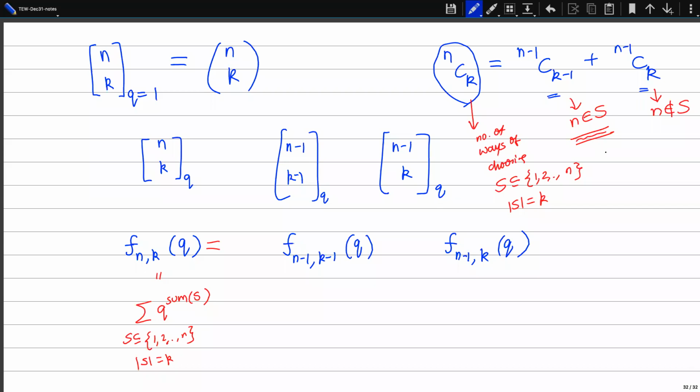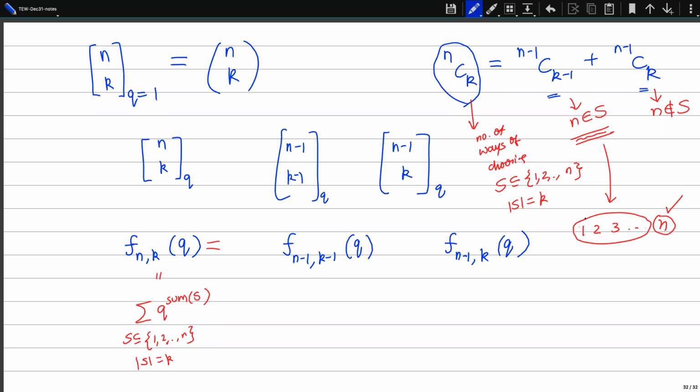So in this case, we said you take 1, 2, 3 till n. How do you choose k elements? First choose n. Definitely n is chosen. Having chosen n, you have to choose k minus 1 more elements, which you choose from the first n minus 1 elements.